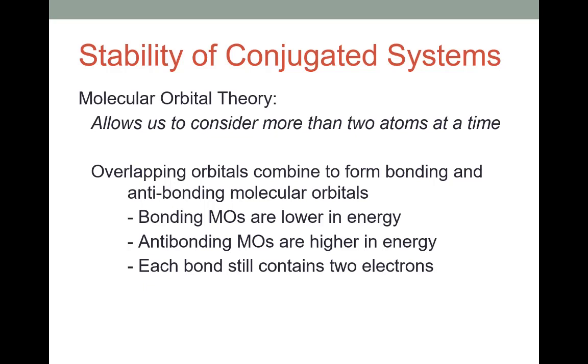And so the way that we will address molecular orbital theory is to generate MO diagrams, and we will fill in those diagrams here, starting with bonding molecular orbitals. Those are the lower in energy ones that will fill up first, and those will contribute to holding the molecule together or stabilizing the molecule. We'll have anti-bonding molecular orbitals that are the ones higher in energy. If those get filled with electrons, that tends to destabilize the molecule. And we'll keep in mind that each bond still contains 2 electrons.